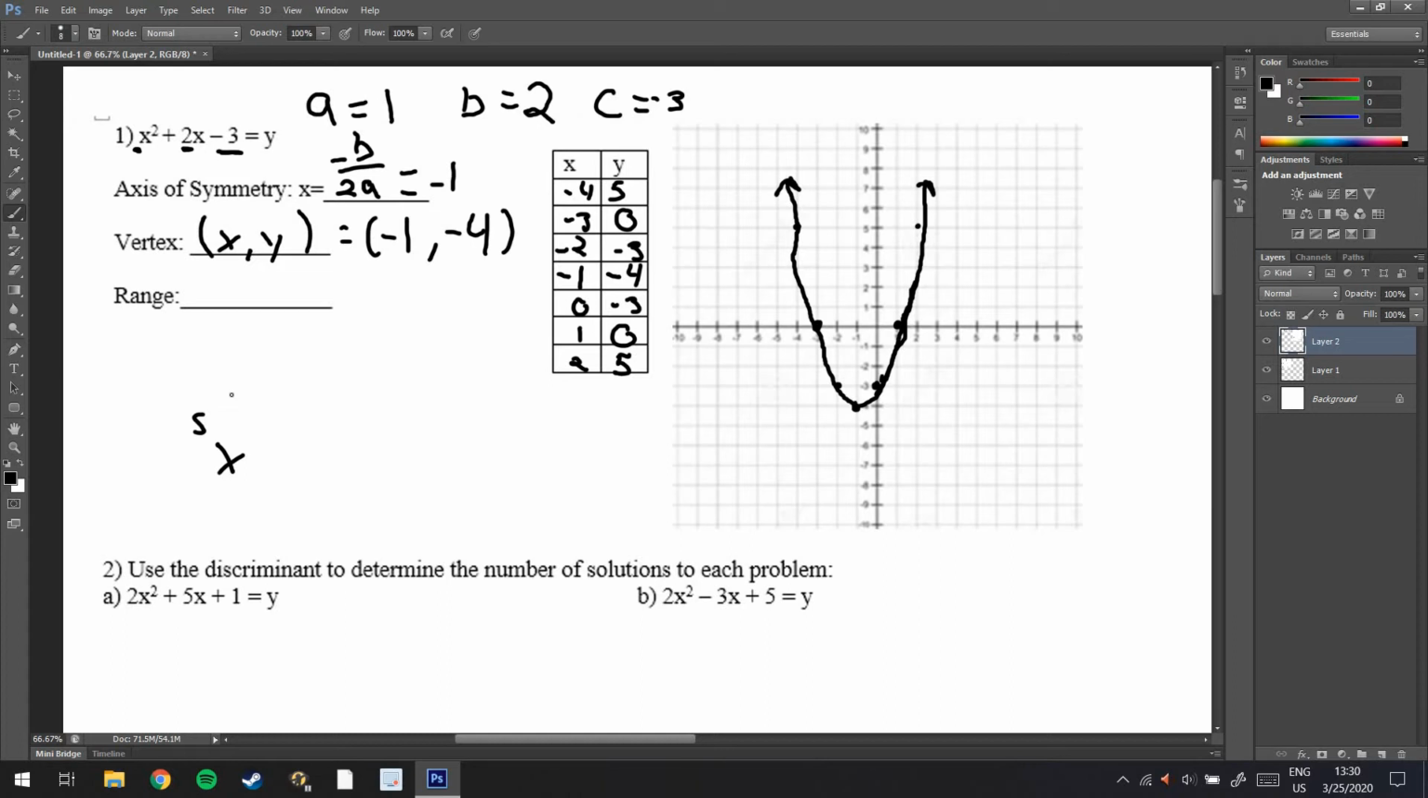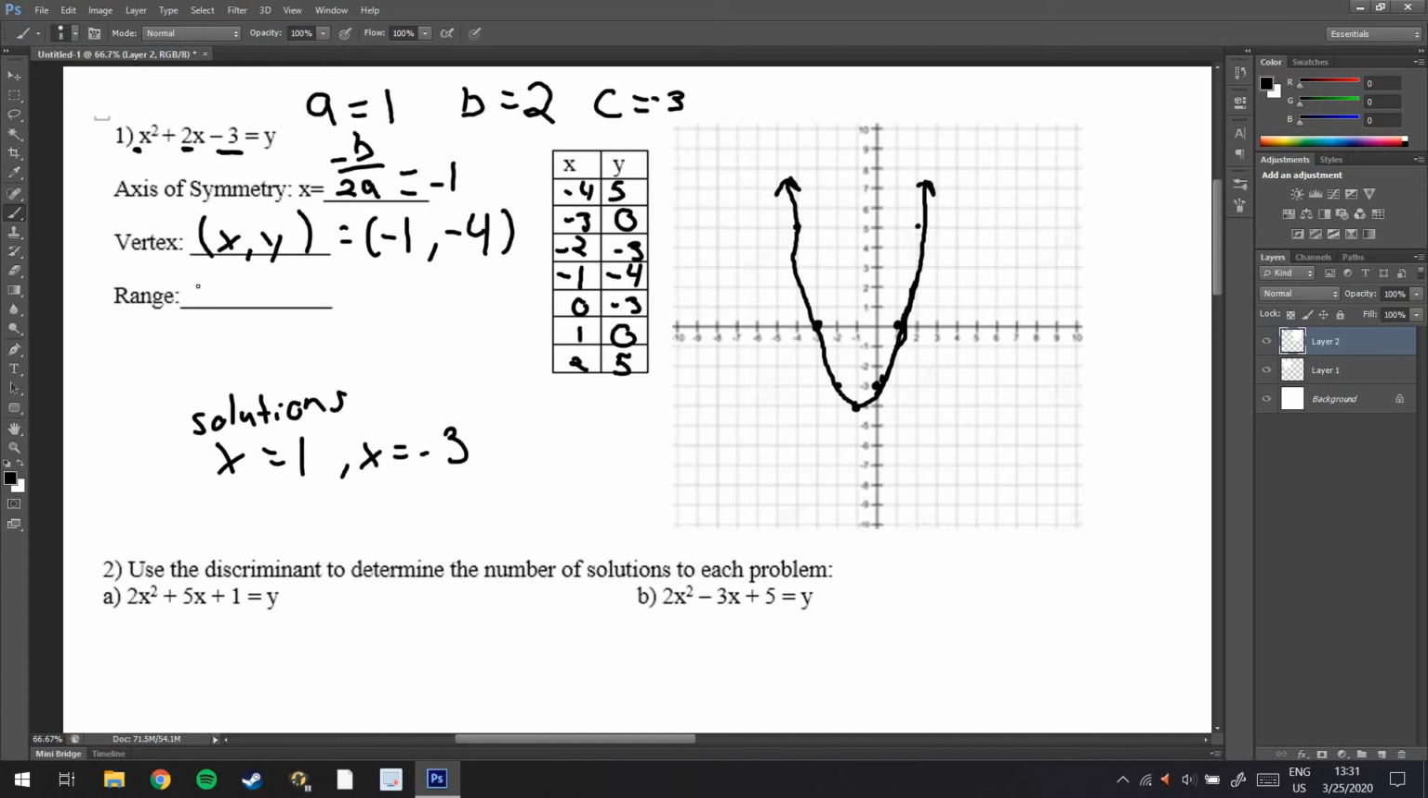So my solutions are x equals 1, because at x is 1, y is 0. It's where our parabola intercepts the x-axis. And also at x equals -1, -2, -3.